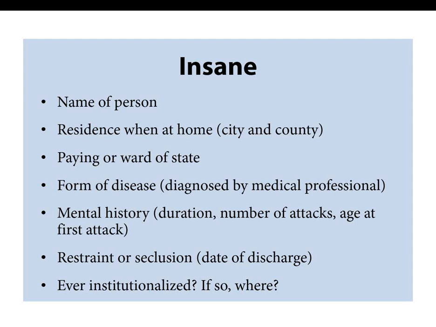So for the insane schedule, they're asking about the name of the person. They want to know where they live when they're at home, because typically these individuals are recorded in an institution, and in those cases they don't want to double count. They want to make sure that the person is not being claimed at home and at the institution. They're asking if the individual is paying for themselves or if they're a ward of the state. They ask the form of the disease, which was supposed to be given by a medical professional, because this is being asked of individuals who are in an institution, so there should be a medical professional available.